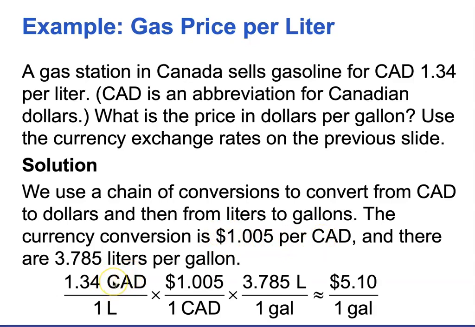And because we want the CAD to cancel, CAD is on the bottom here. So we're going to cancel that CAD, and we're in dollars now. And then we have to make sure we get rid of the liters. And we know that there are 3.785 liters per gallon. Since liters are on the bottom, we're going to put liters on the top. So your 3.785 liters per 1 gallon. And then this liter will cancel this liter, and you're left with dollars over gallons. Notice when you go across, you're going to multiply these as you go. So your CAD canceled, your liters canceled, and then you get approximately $5.10 per gallon is what it is in Canada.